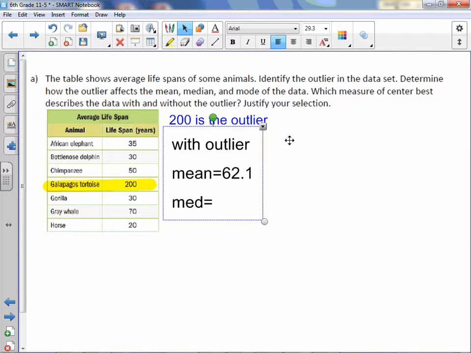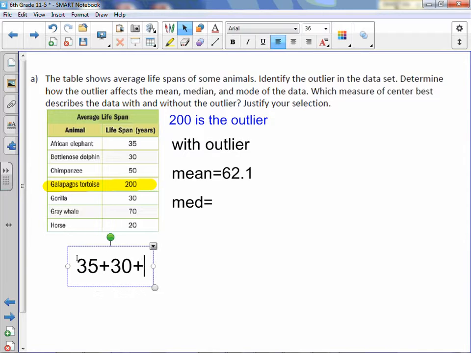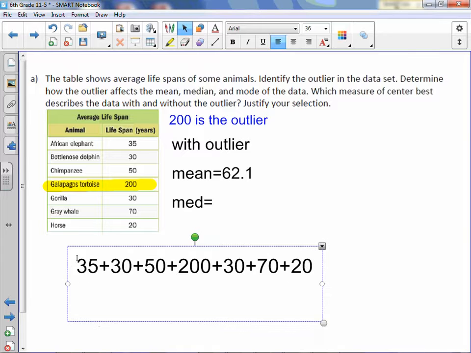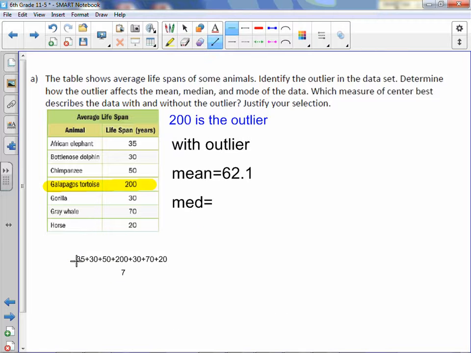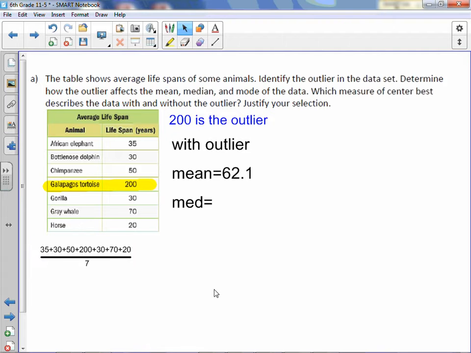Let me go ahead and show that math. 35 plus 30 plus 50 plus 200 plus 30 plus 70 plus 20 divided by 7. And again, that equals approximately 62.1.